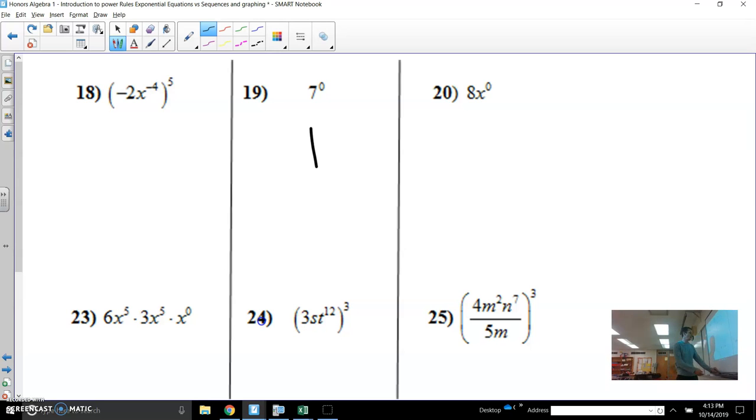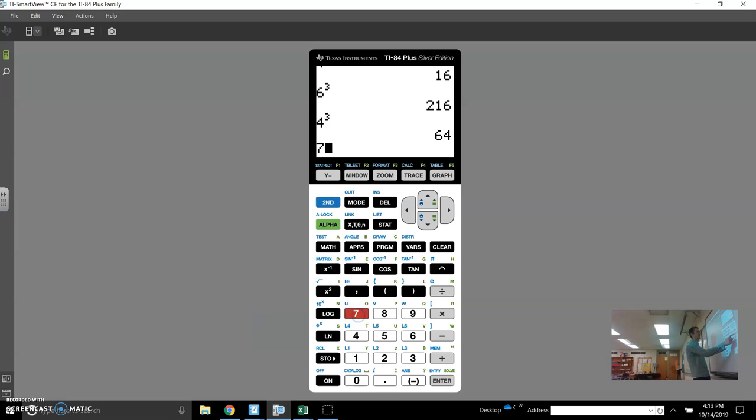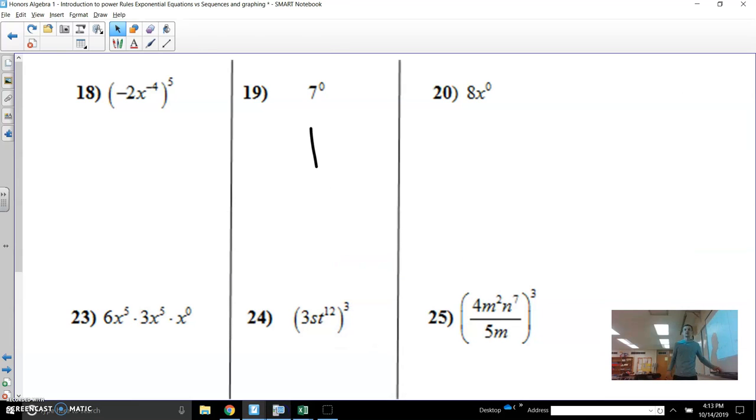Anything to the 0 power is 1. That can be easy if you're a studier. That can be hard if you're someone that tries to memorize everything. Anything to the 0 power is 1. And so be careful on this one. This is not all 1 there. -2 to the 5th power.